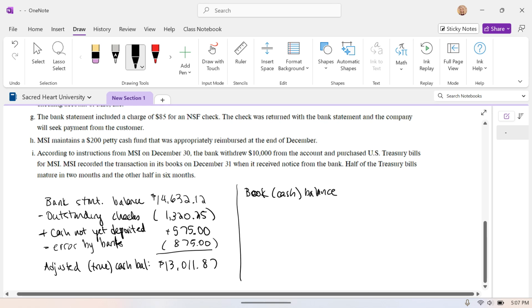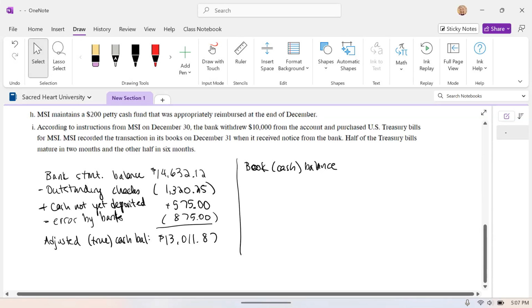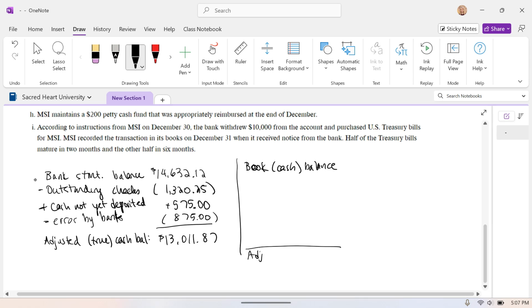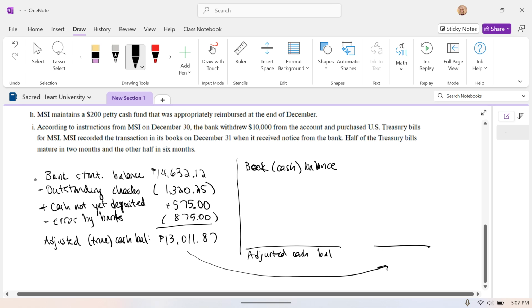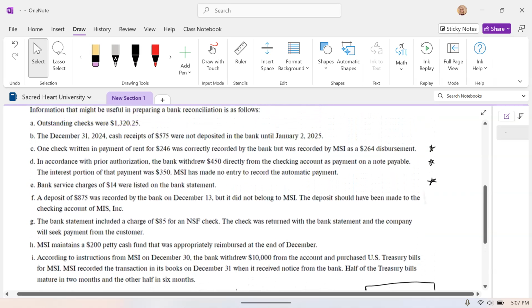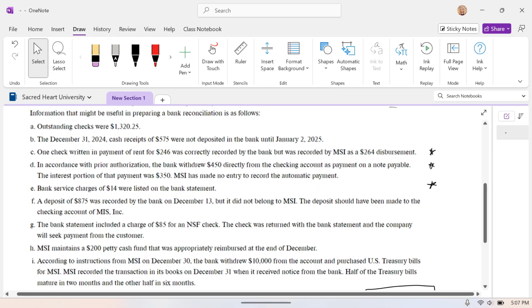So we need to know that our adjusted or true cash balance is going to be the same regardless of whether we're starting with the bank statement or the book balance. We're still coming back to that adjusted cash balance. So we know this number here must be the same, 13,011.87. And we're going to have to back into this book balance. So let's go through this information that we have and decide what needs to be adjusted onto the company's books.